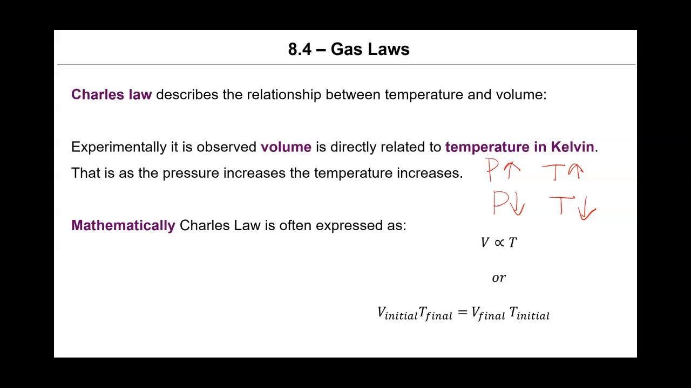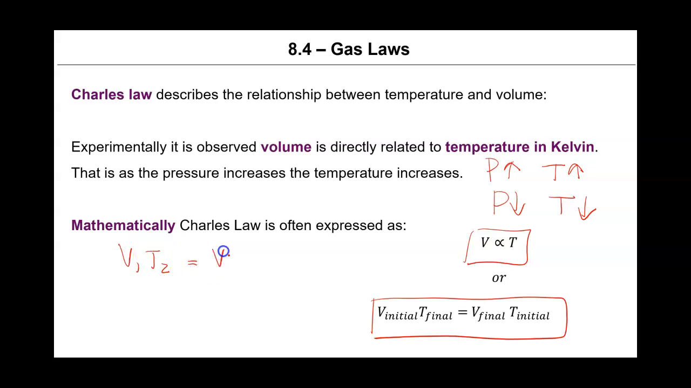Mathematically, Charles' law is often written like this, which is read as volume is directly related to temperature, or symbolically, it's written in the equation like this: V initial T final equals V final T initial, which is sometimes written as V1 T2 equals V2 T1.